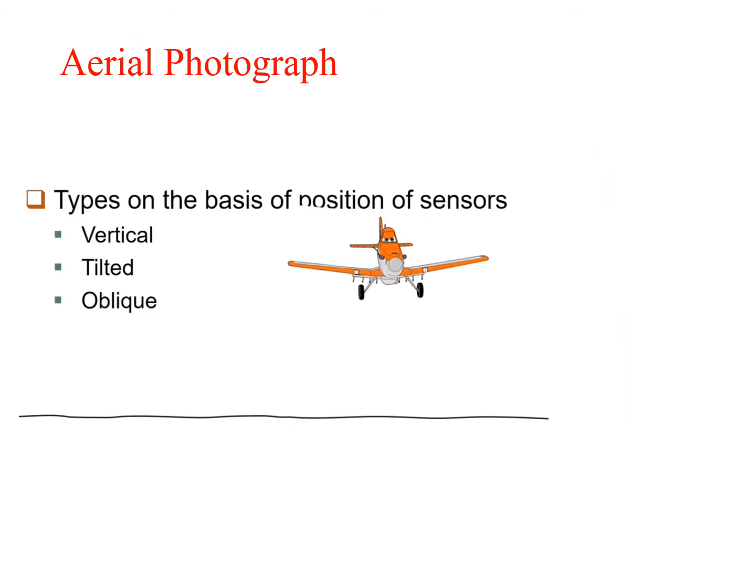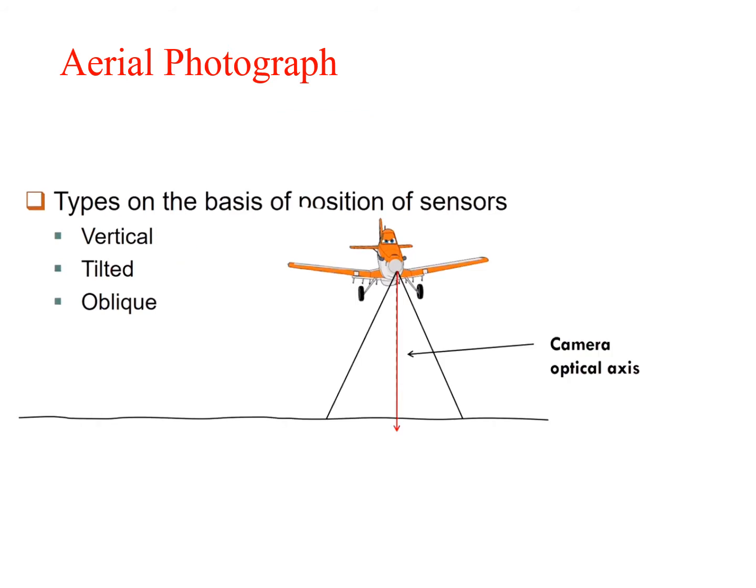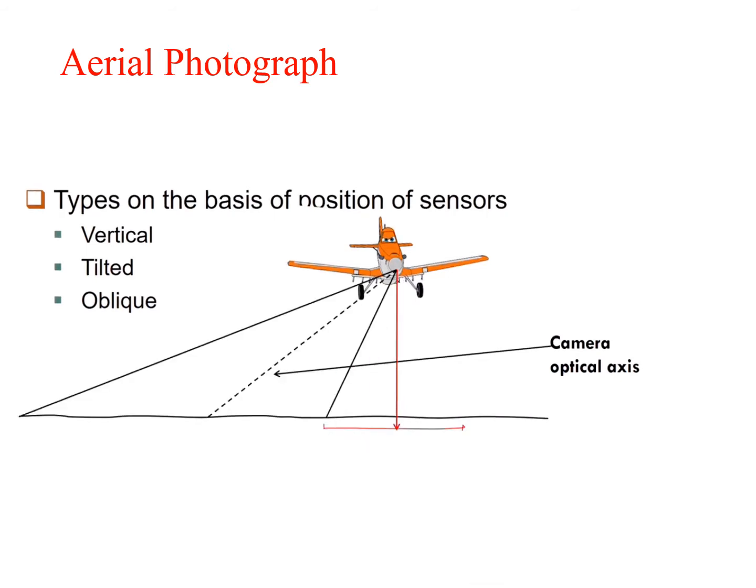Already we have discussed what an aerial photograph is. There are three different types: vertical, tilted, and oblique. For this one, the area covered is again small. So this is the vision. It is not always preferable to go for very oblique. As far as possible, this should be avoided.